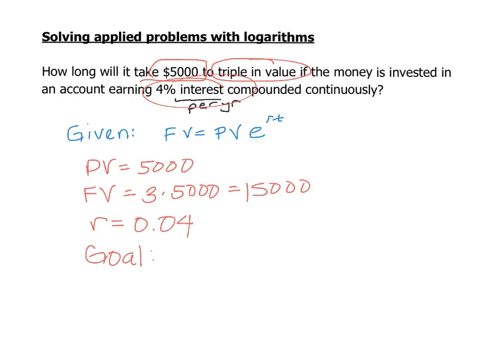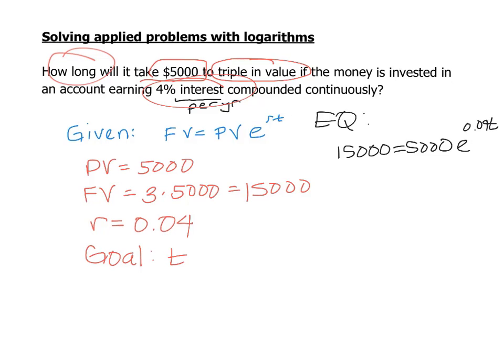And our goal is to figure out how long. Well, how long means we're looking for our time. So our equation, if we plug in all our knowns and unknowns, is 15,000, that's our future value, equals 5,000 e to the 0.04 t, and our goal is to find that t. So the first thing we're going to do is isolate the exponential. We divide both sides by 5,000, and we get 3 equals e to the 0.04 t.